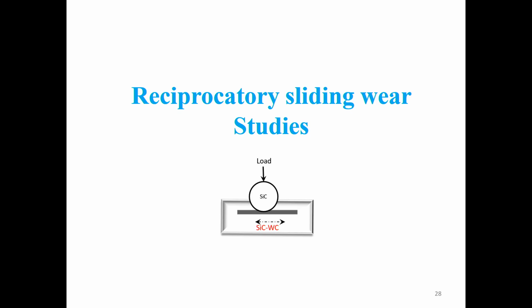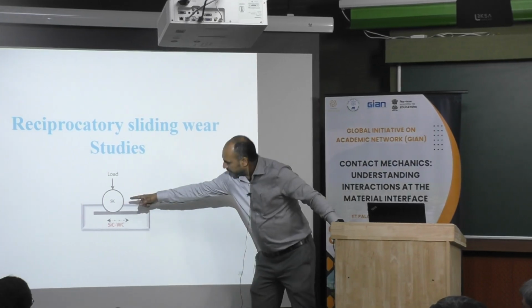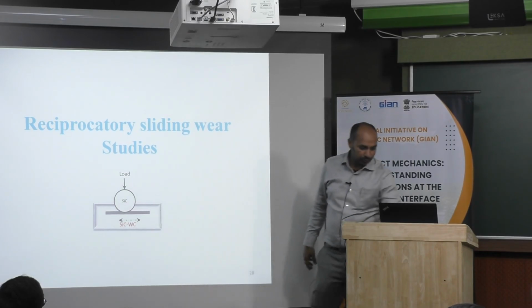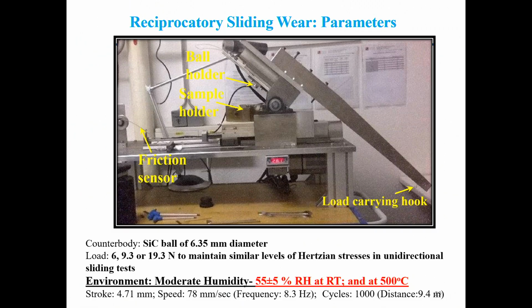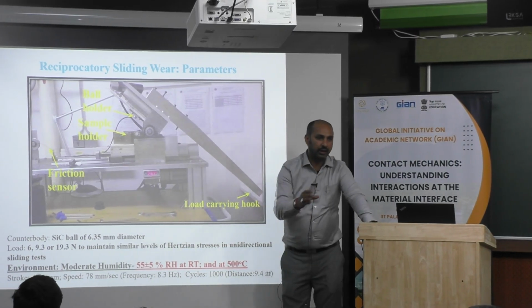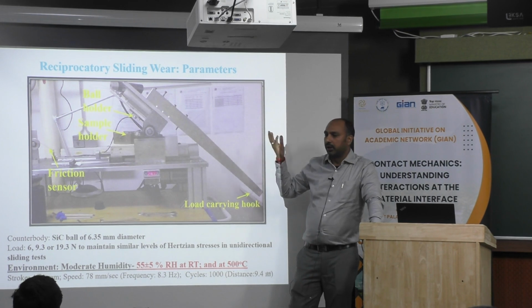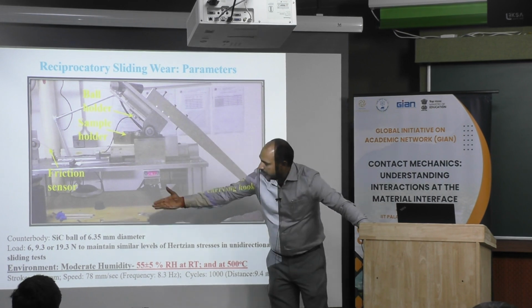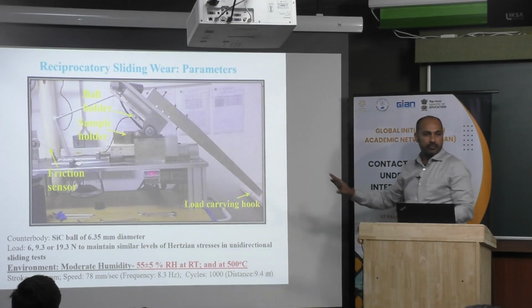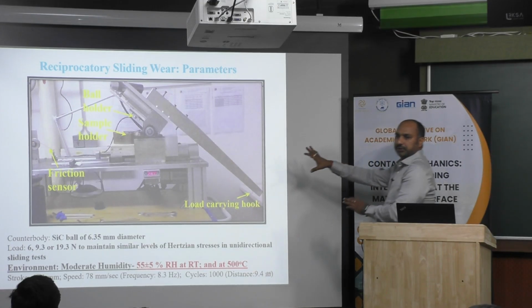Now the change in configuration we will see, and how it will affect. Change in configuration means it is not continuous sliding, we are going with reciprocating sliding with some stroke length. So, these are the parameters that have been chosen. This load has been chosen close to the loads chosen for the previous sliding wear condition: 5 Newton, 6 Newton, 10 Newton, 9.3 Newton, 20 Newton, 19.3 Newton. It is constrained by the instrument.